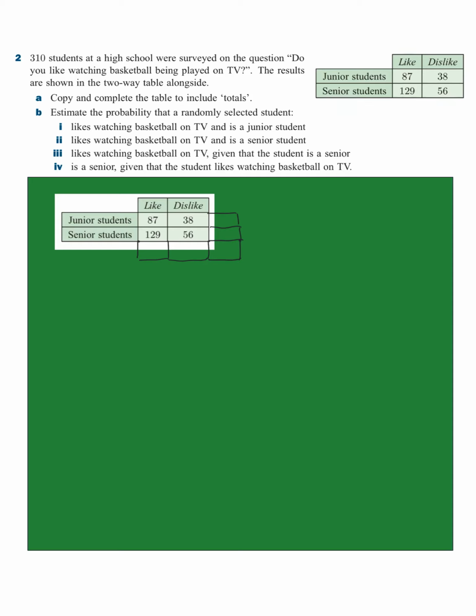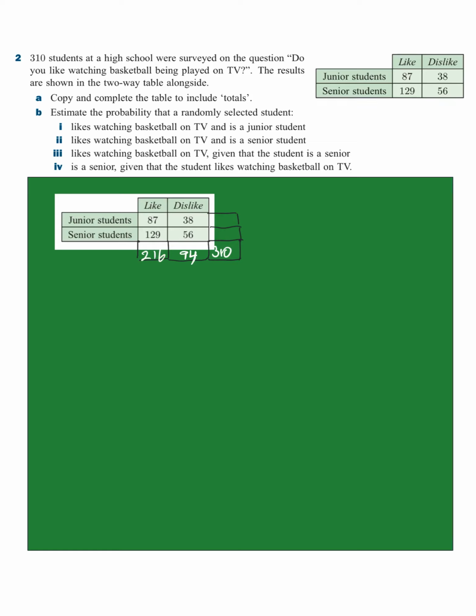Okay, the first thing we know we can do is to put the total number of students surveyed here. That's 310, so we know that should be 310. Our next step is we just add up the other numbers. So we're going to add 87 to 129, and that's 216. Then we add up 38 and 56, and that's 94.